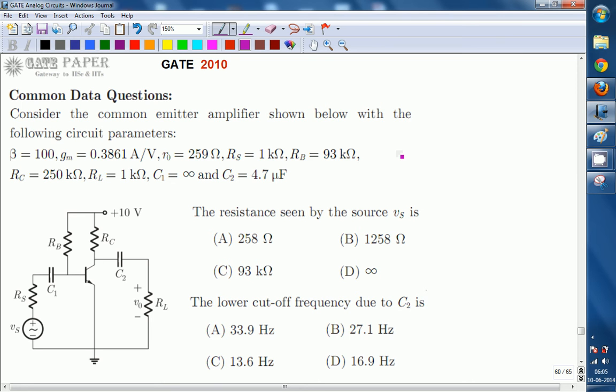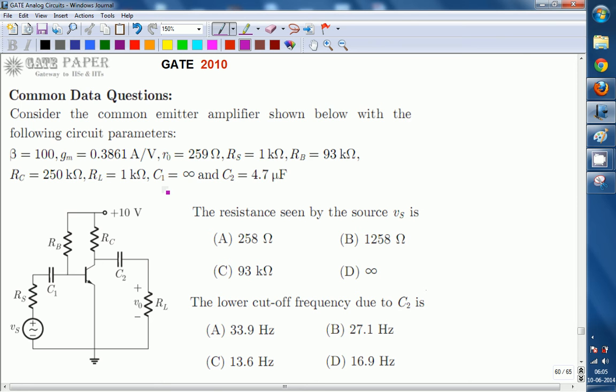Beta is given, Gm transconductance is given, R0 output resistance is given, Rs source resistance, Rb base resistance, Rc collector resistance, RL load resistance, C1 is infinite, C2 is 4.7 microfarad. These are the parameters given. We are going to calculate the resistance seen by the source Vs. What is the equivalent resistance if you are looking from the source? The resistance seen by the source Vs, and next the lower cutoff frequency due to C2.